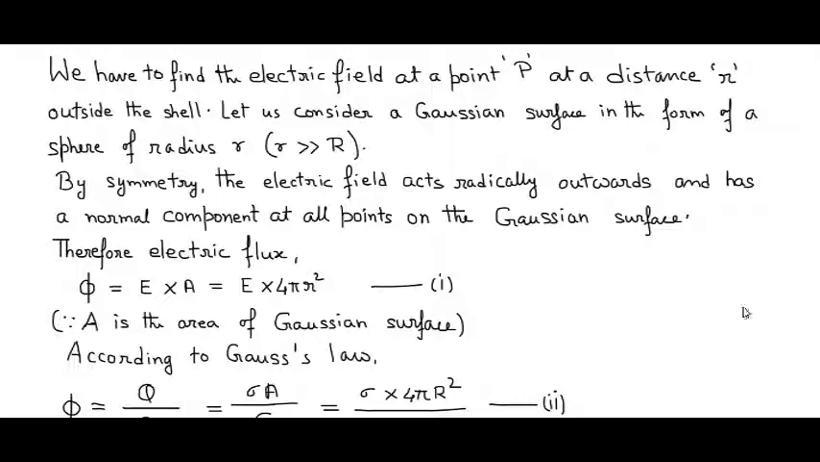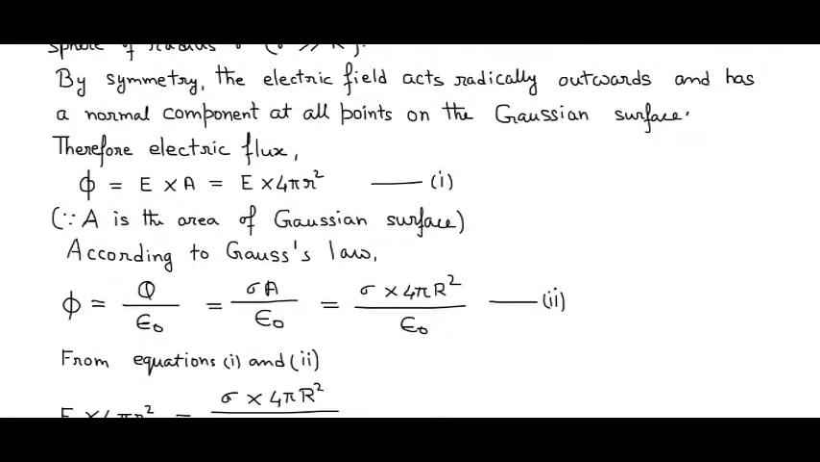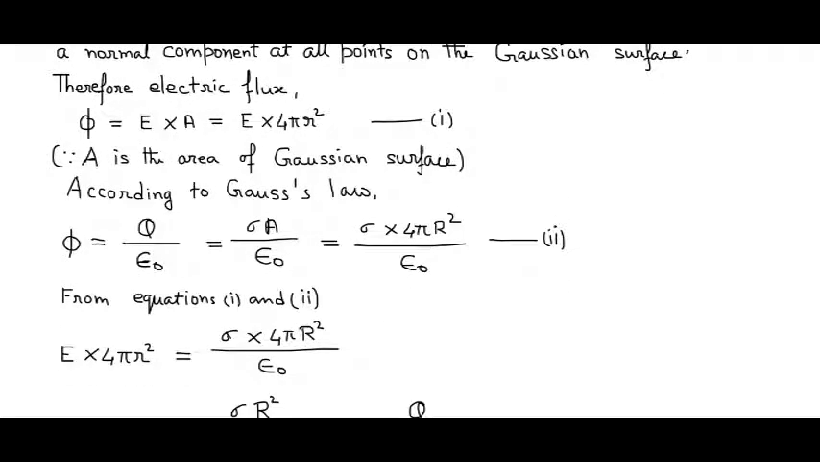According to Gauss law, we can say that phi is equal to q upon epsilon naught. So what is the value of q? Q is the total charge, so surface charge density is sigma, area is A, so q is equal to sigma into A, upon epsilon naught. So sigma will leave it as it is, and surface area of the sphere is 4 pi R square upon epsilon naught. This is equation number 2.